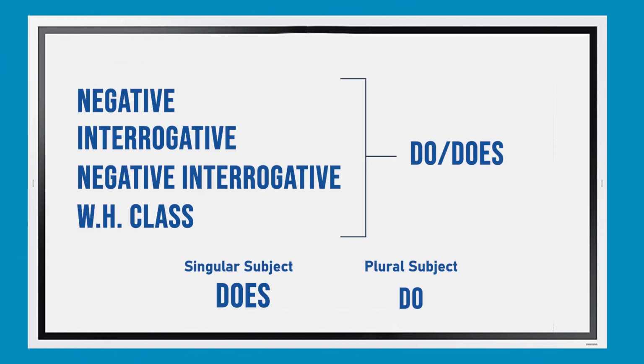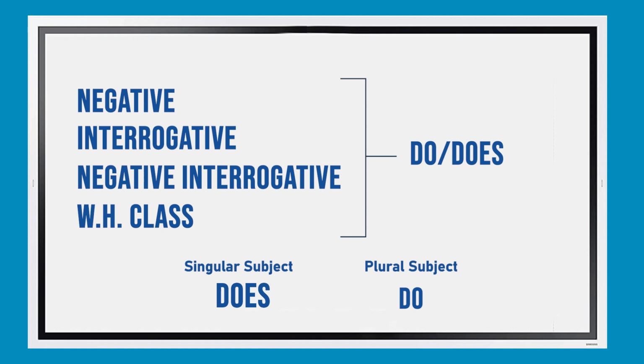Now we talk about negative, interrogative, and WH class. We use with these conditions helping verb do and does. With singular subject we use does. With plural subject we use do.